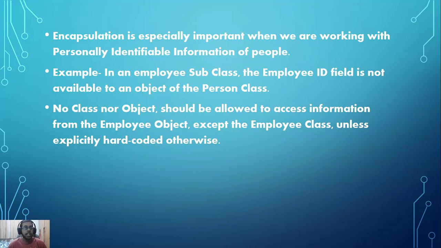Encapsulation is especially important when we are working with personally identifiable information of people. Example, in an employee subclass, the employee ID field is not available to an object of the person class. No class nor object should be allowed to access information from the employee object except the employee class, unless explicitly hard-coded otherwise.